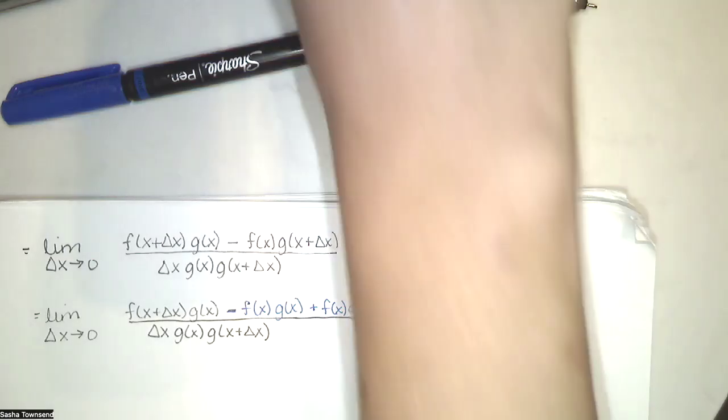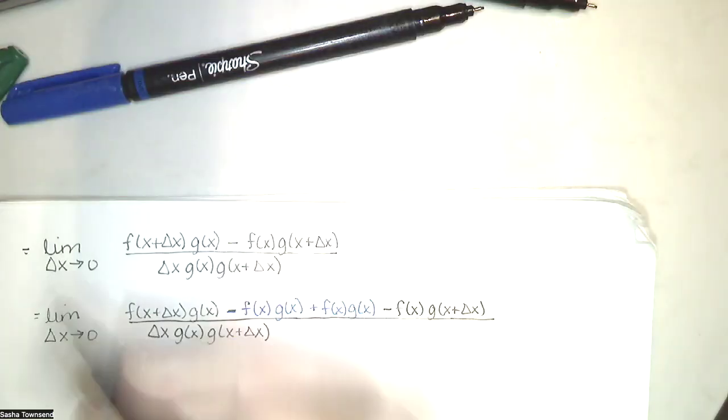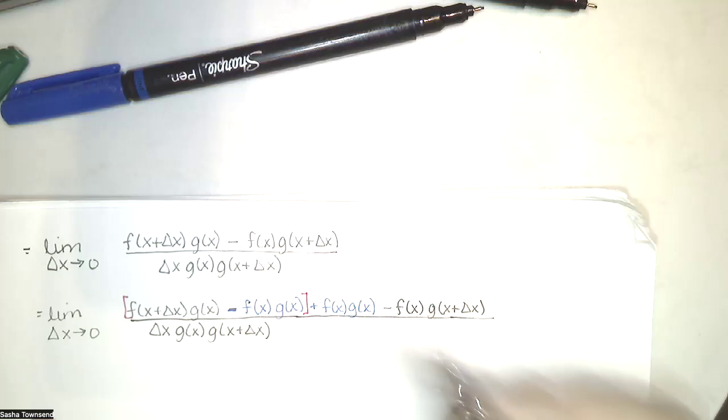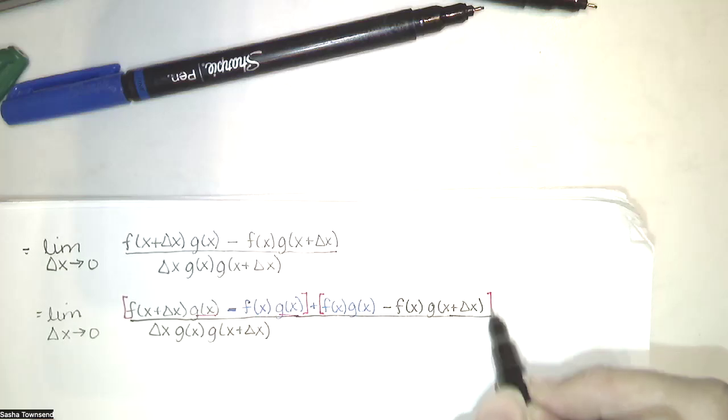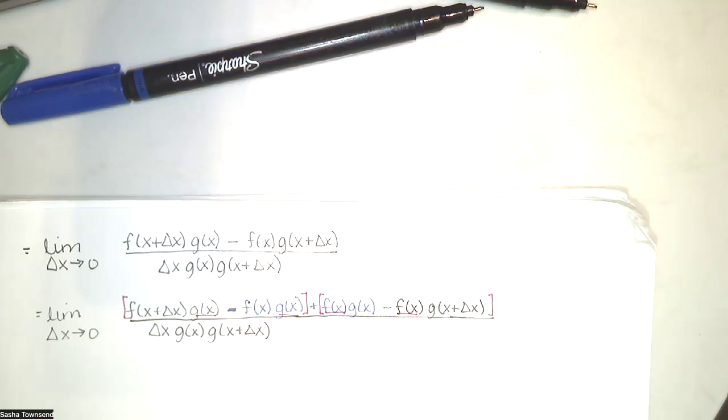And then we regroup. We're going to group these two together and factor out that common factor of g of x, and group these two together and factor out that common factor of f of x.